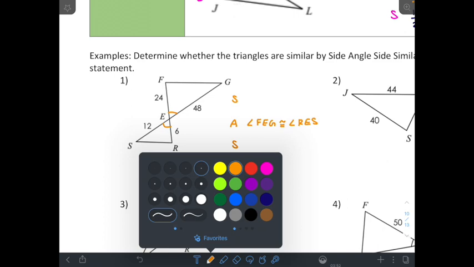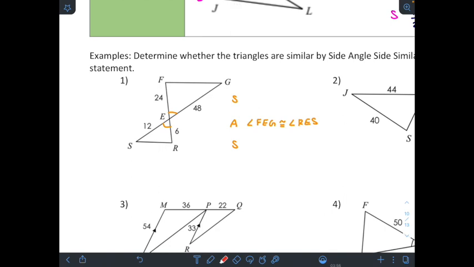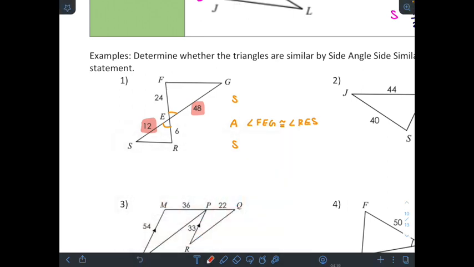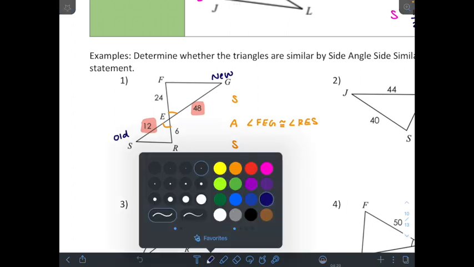Again, I do want to compare sides that are comparable, so let me use the highlighter on this. It looks to me like 48 is my largest side on the top triangle, 12 is my largest side on the bottom triangle. So let's compare those. I can do that in red. I'm going to call this one old, this one new. Again, you can pick that order. It should not matter as long as you keep it consistent between the two ratios.